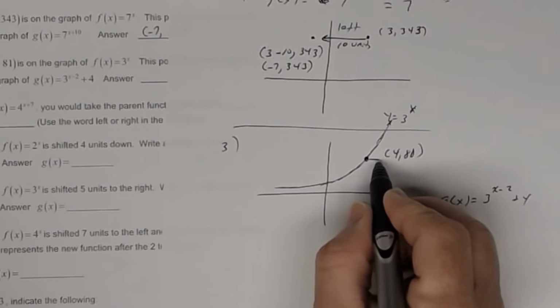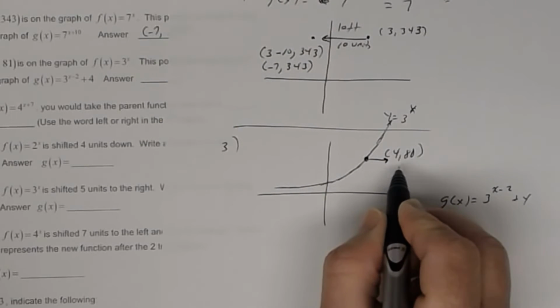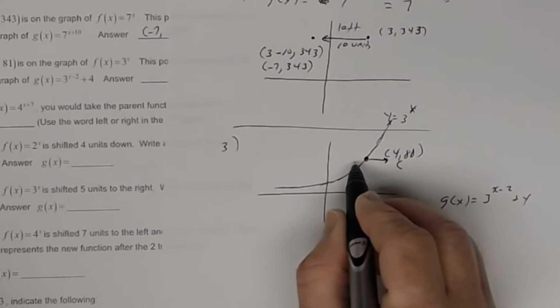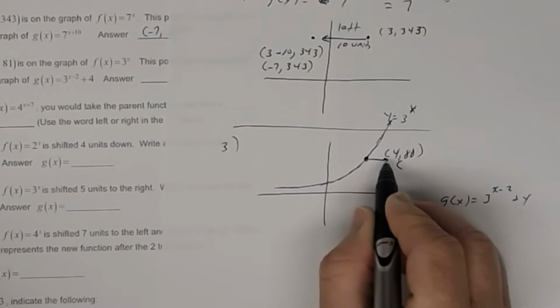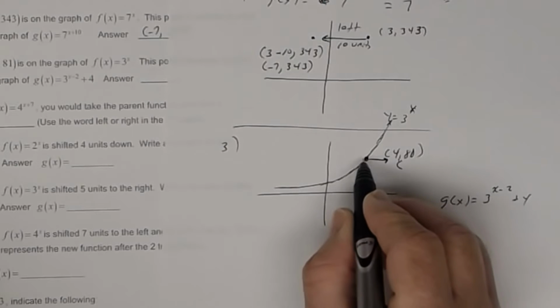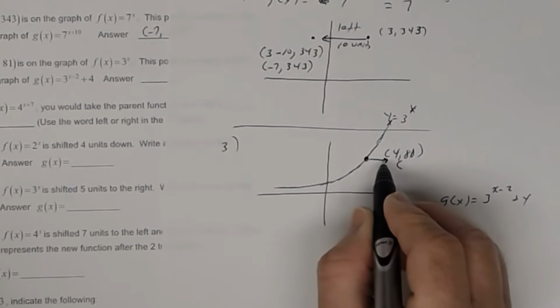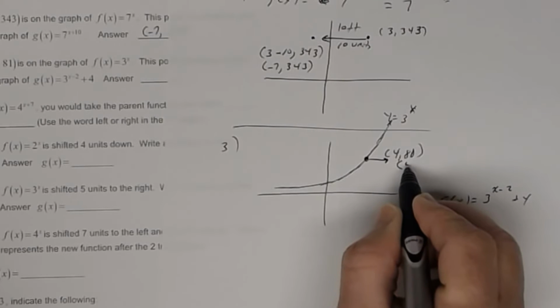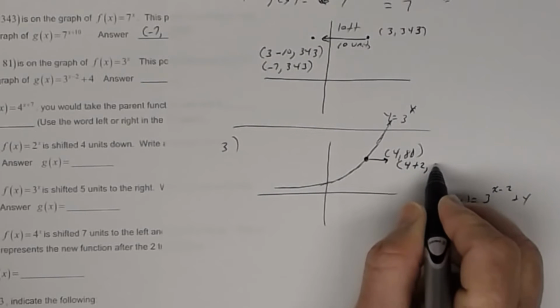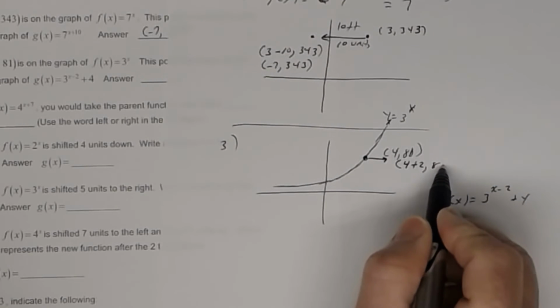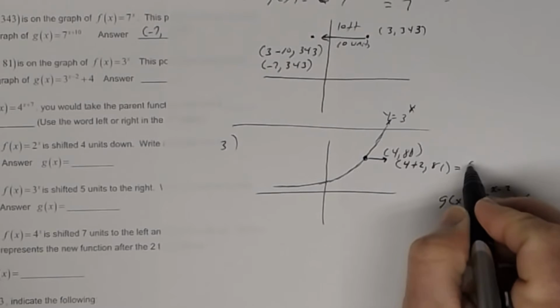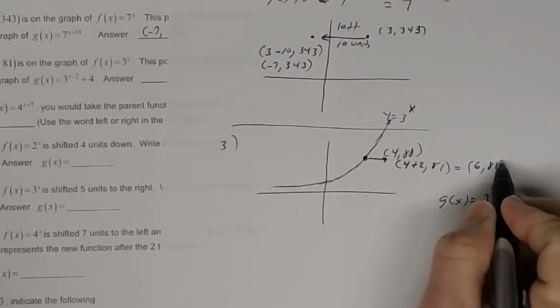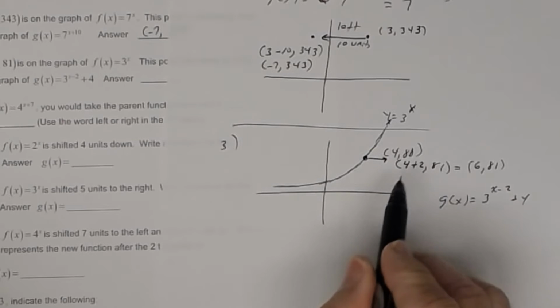So I'm going to go to the right 2, okay? When I go to the right 2, remember what happens when you go to the right or the left. When you go to the right or the left, the y-coordinate stays the same, it is the x-coordinate that changes. So when I go to the right 2, I get the point 4 plus 2, comma, 81, which equals 6, comma, 81. All right, so that's my horizontal translation.